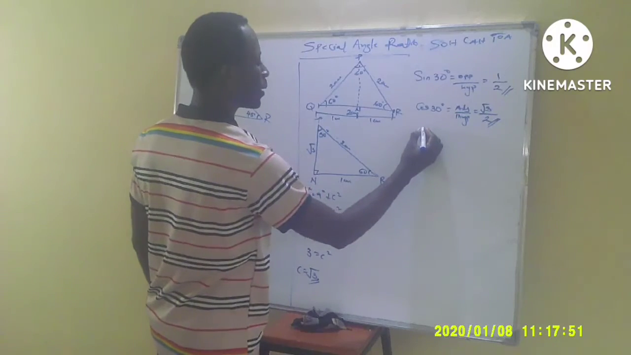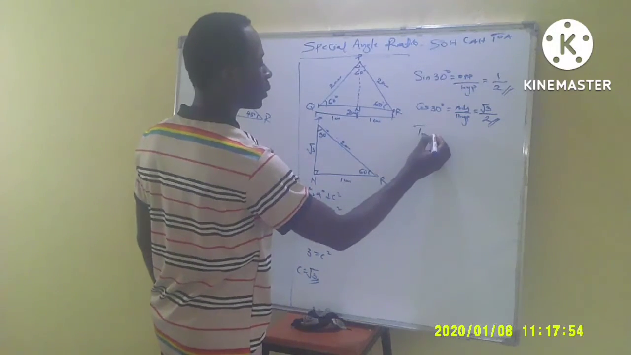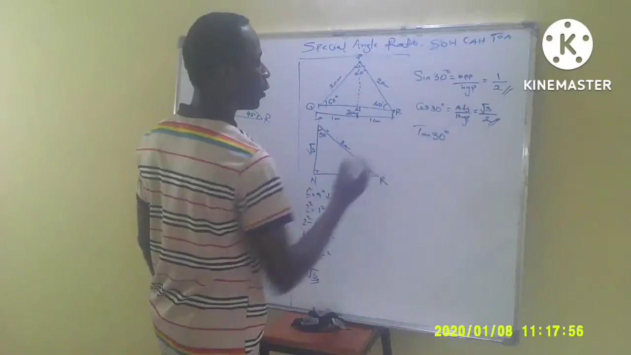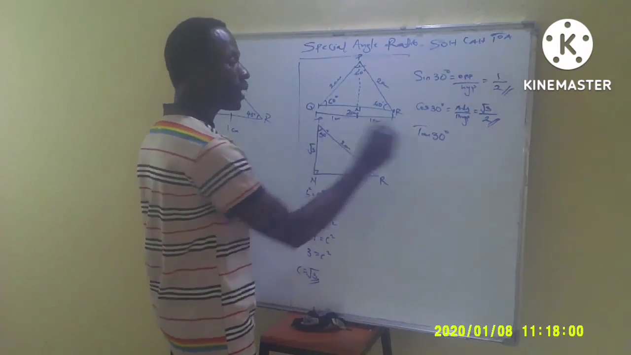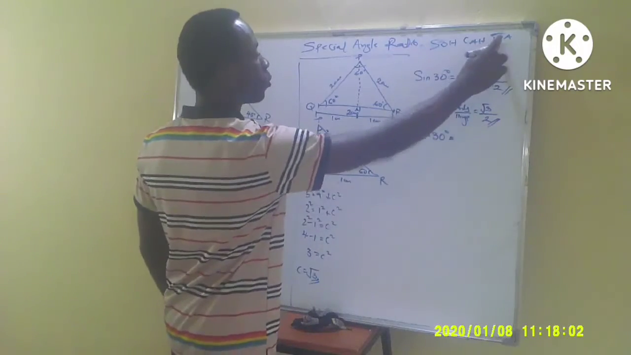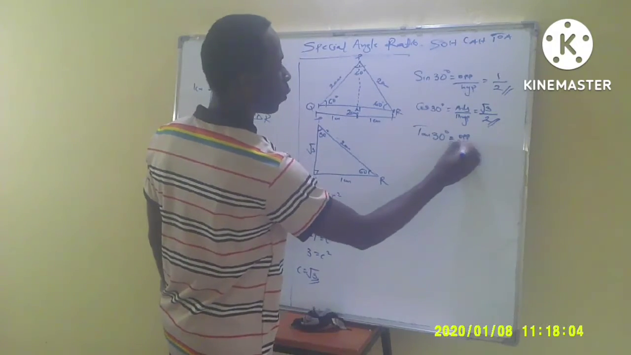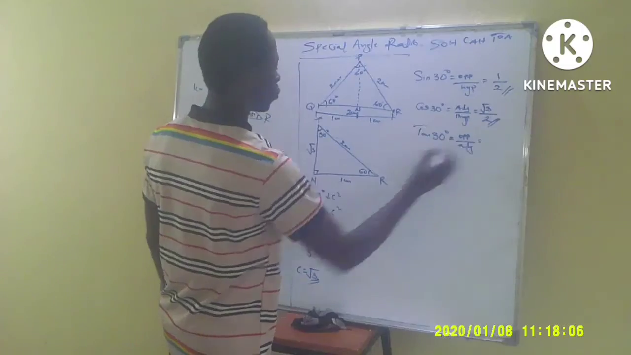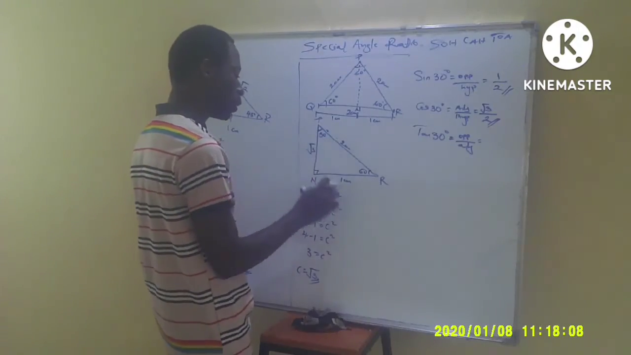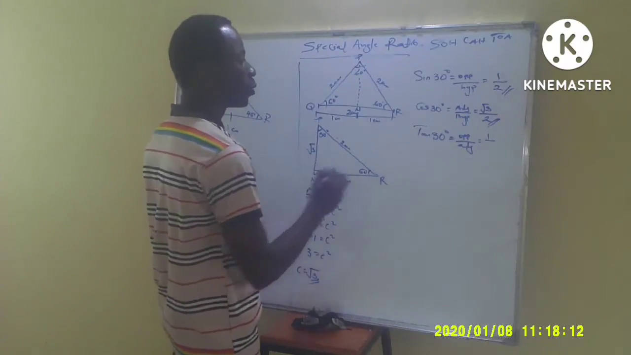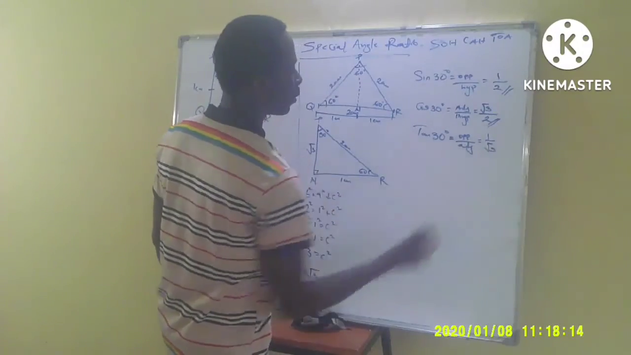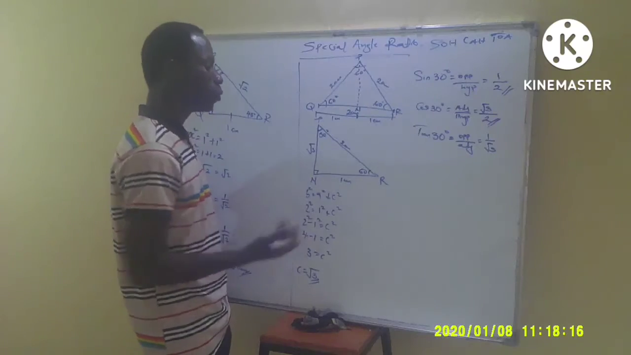So the next one is what? It is tan 30 degree. So tan 30 degree now, taking this 30 into consideration. Now what is tan? Tan is opposite over adjacent. So what's the opposite side of this 30 degree now? It is 1. What's the adjacent side? It is root 3. So we have 1 over root 3. So that is it. So now the next one is what?